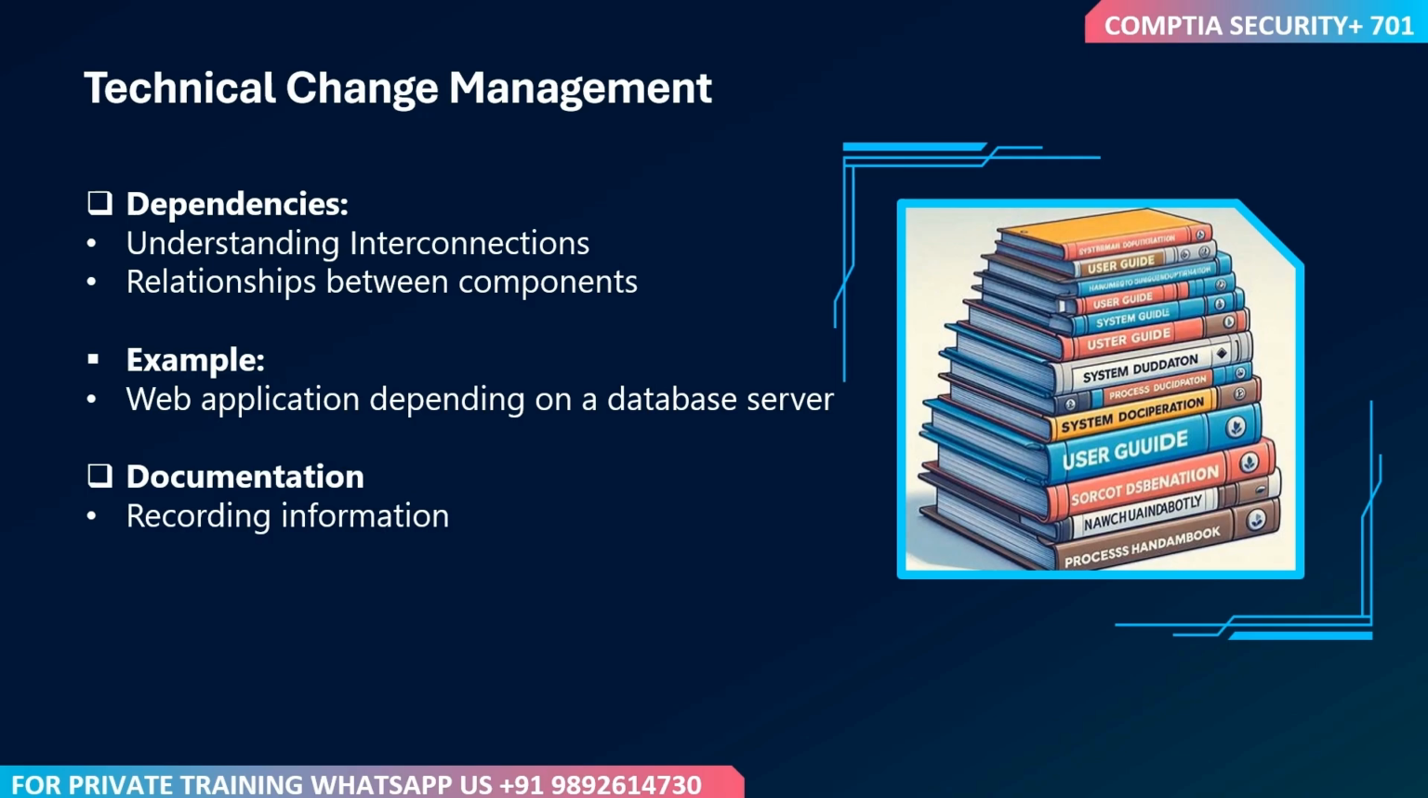What is documentation? Documentation is the process of recording information about a system, process, or procedure. It serves as a reference point for stakeholders, providing clarity and guidance on how things operate within an organization. Documentation can take various forms, including written documents, diagrams, flowcharts, manuals, and more.